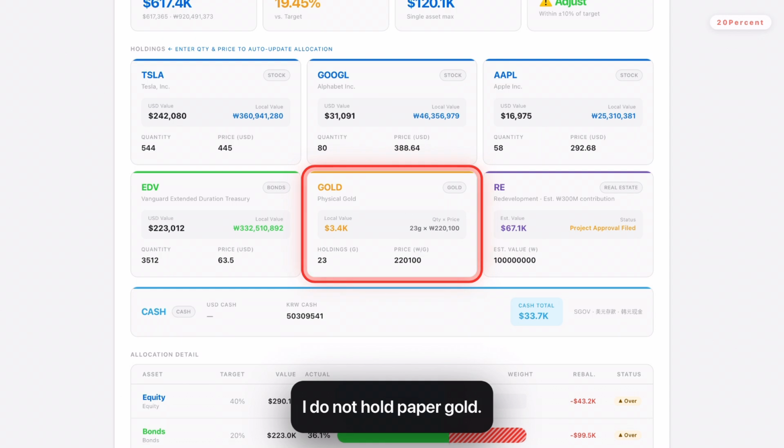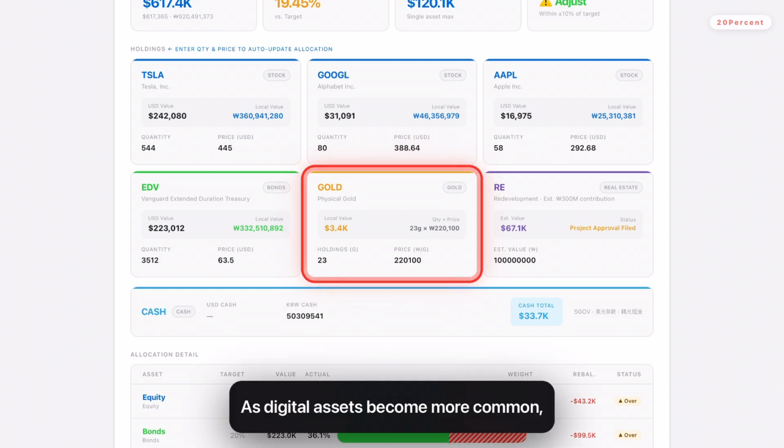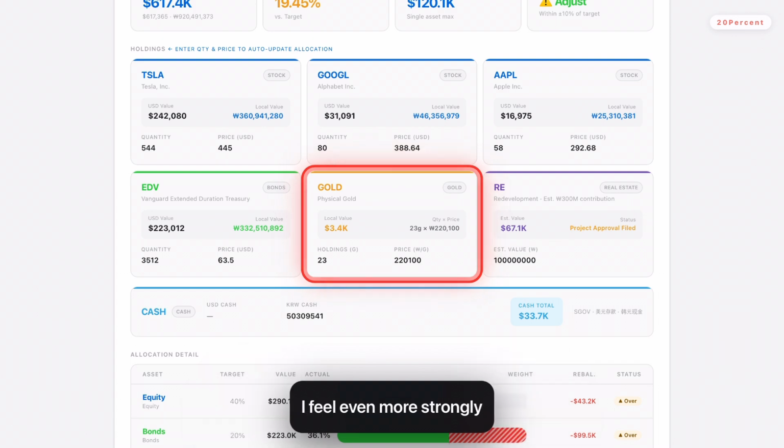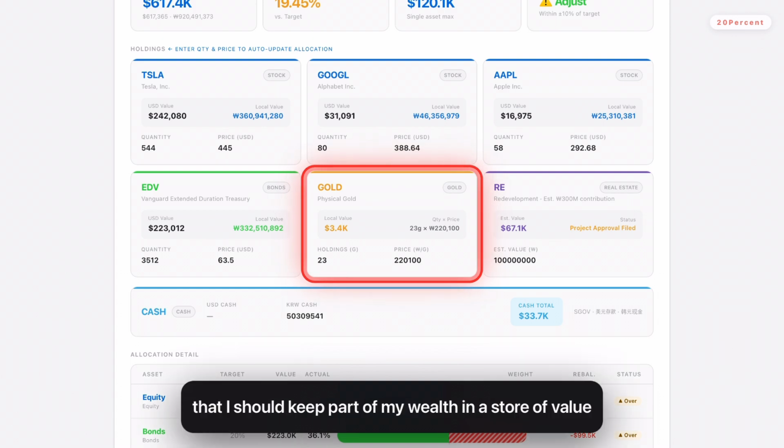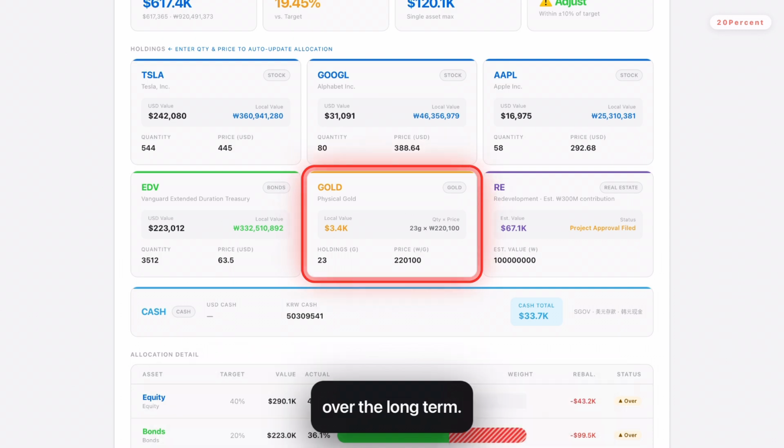Next is gold. I do not hold paper gold. I hold real, physical gold. As digital assets become more common, I feel even more strongly that I should keep part of my wealth in a store of value outside the digital system. That is why I plan to keep a certain allocation to gold over the long term.